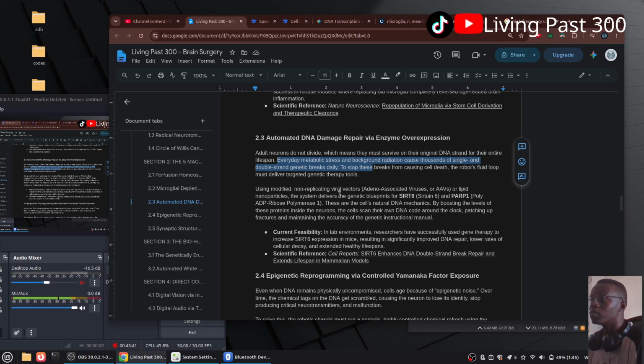And basically, they use like a virus that cannot replicate, which is basically not harmful. And this system delivers the genetic blueprints for SIRT6 and PARP1. Ah, do you remember this guy who helps us to fix things? So that we have to reduce him to avoid the DNA fixing.